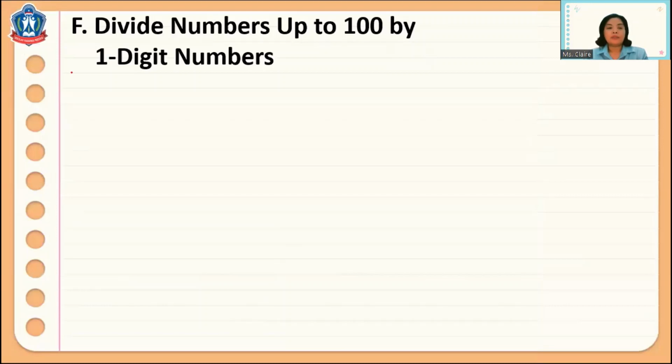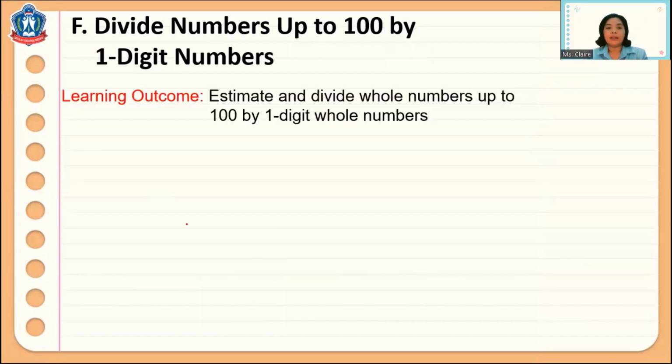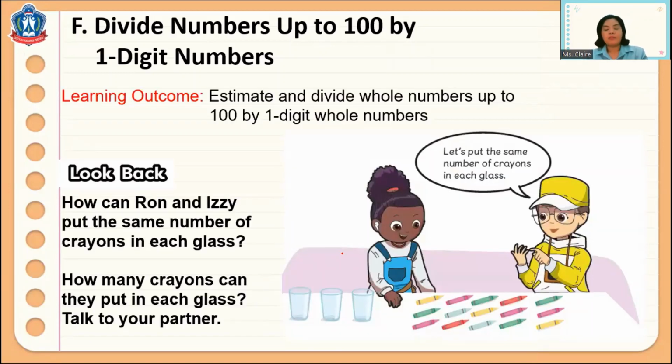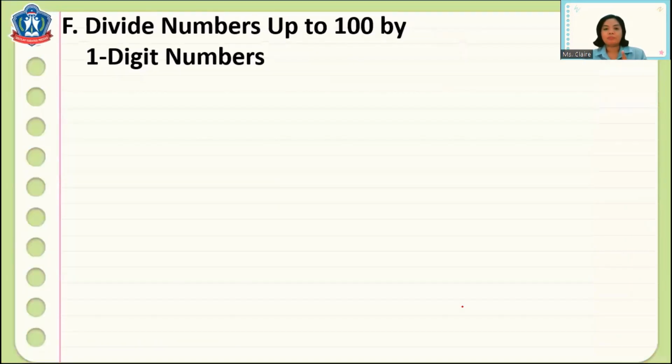Okay, the last lesson for chapter 9 is divide numbers up to 100 by one-digit number. I have here a problem and try to figure out or find the answer. Share your answer during our class. How can Ron and Izzy put the same number of crayons in each glass? So how are they going to divide it? Count the number of crayons and they have to put it in each glass, and each glass should have the same number of crayons. If you know the answer, share that during our class.